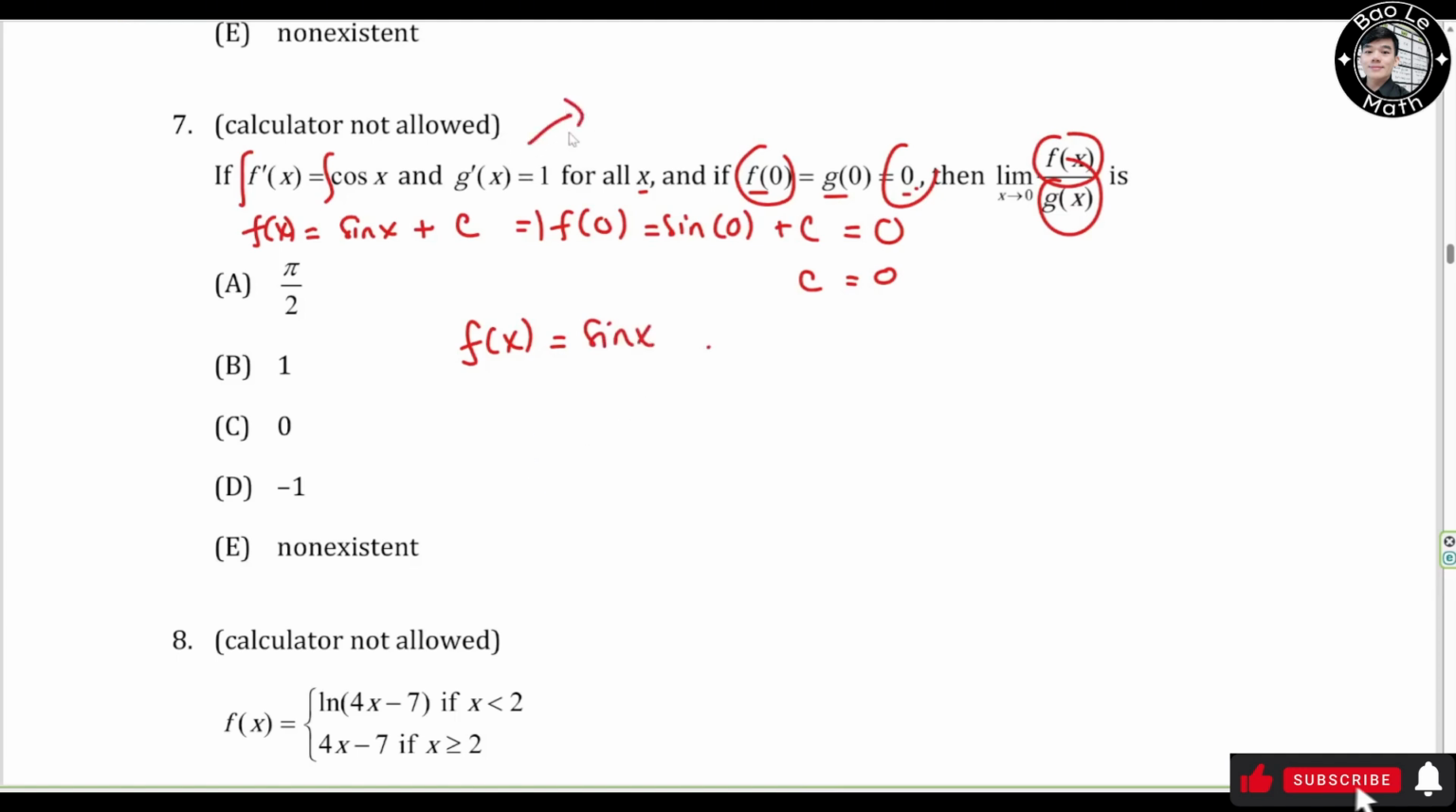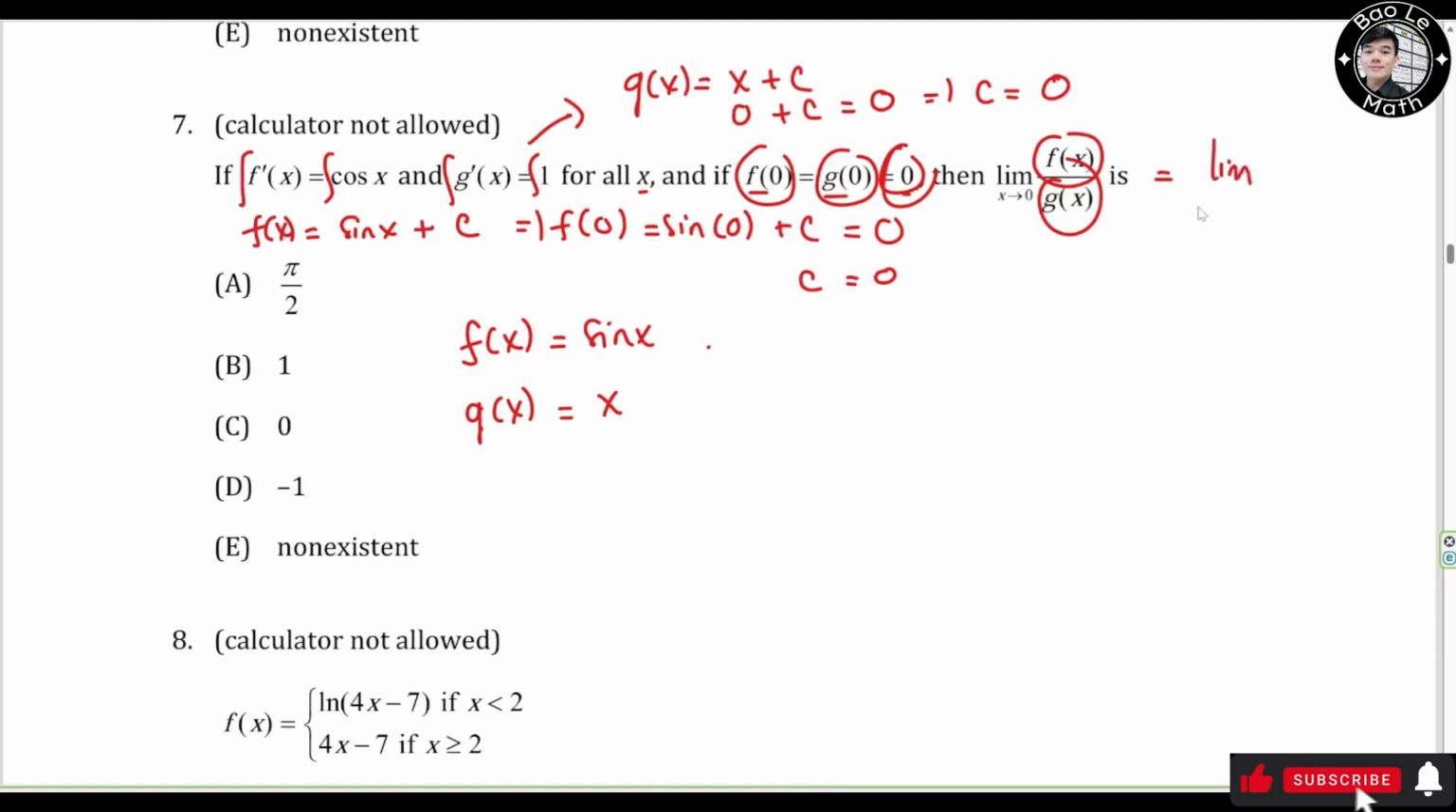Now similarly, we're going to take the antiderivative of this one, right? So we have g of s equals s plus c, right? And we use the initial condition right here, right? So we have 0 plus c equals 0, right? Because g of 0 equals 0. So then c equals 0, right? And then you have g of s equals s only, right? So we have the limit right here equals the limit when s approaches 0 of sine s over s. And this is the formula, actually 1, right? The answer must be B.